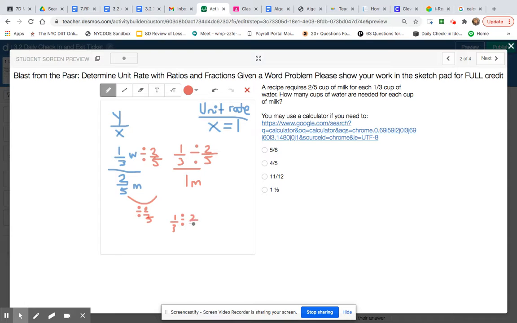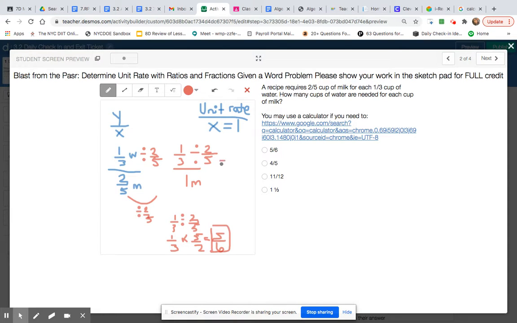Anytime you're dividing fractions, you always keep the first fraction. So in this case, I'm keeping 1/3. You change the division to multiplication and you take the reciprocal, so you flip the numerator and denominator. This 5 becomes my new numerator and the 2 becomes my new denominator. Then you just multiply the numerators, 1 times 5, which gives you 5, and the denominators, 3 times 2, which gives you 6. So in this case, my answer will be 5/6.